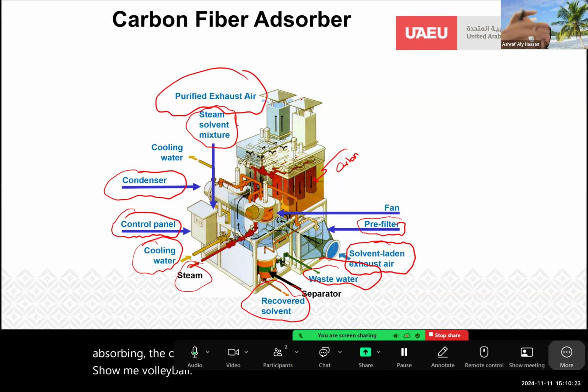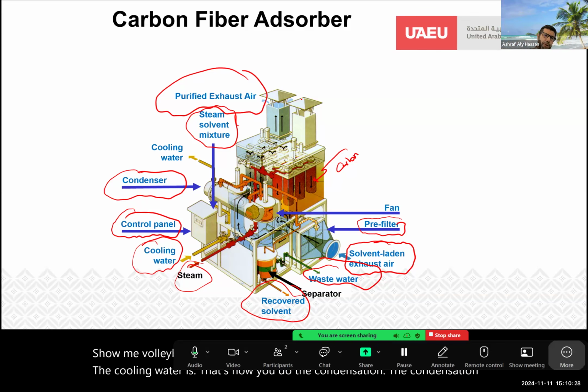The cooling water, that's how you do the condensation. The condensation depends on the temperature difference. So you put cool water to reduce the temperature, so you condense, and you let the others pass. Similar to, remember, method 18 or method 25? Let's watch the videos. Method 25, we had also this ice bath where the gas goes through to condense the water. Condense the water from the gas stream, and then you get the condensate out alone, and then the gas out alone.